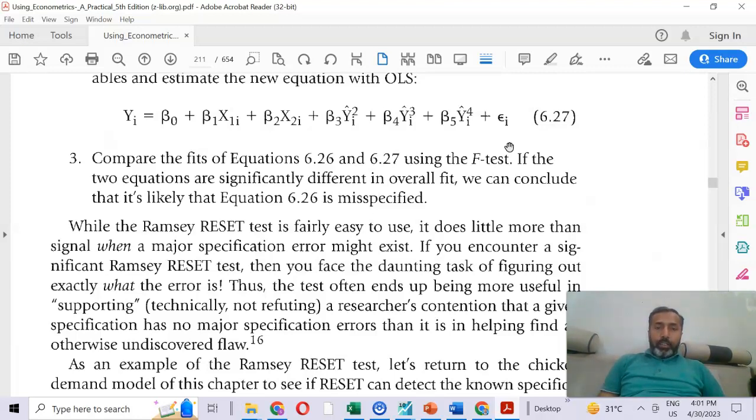Now, if we reject this null hypothesis, then we will conclude that there is specification error. If we accept this null hypothesis, then we will conclude that there is no specification error, because if beta 3, beta 4, and beta 5 are equal to 0 and we accept it, then there will be no specification error.